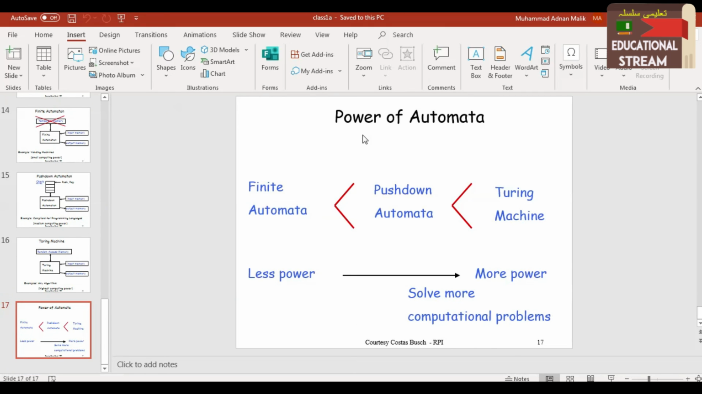So this is the comparison between these types. If you are on finite automata, then you will have less processing power. If you are on pushdown automata, you will have medium power, and if you are on a Turing machine, then you will have the highest power to perform any task.